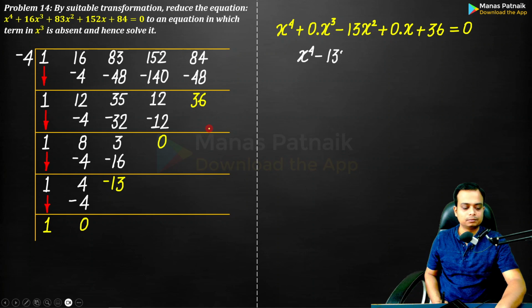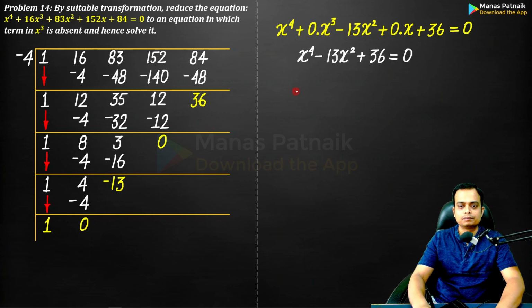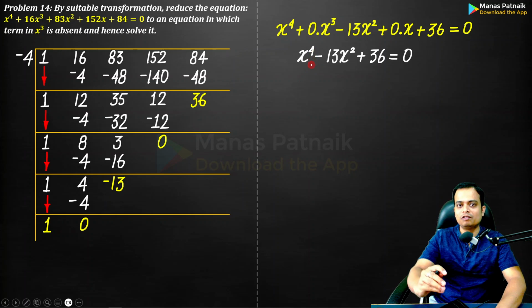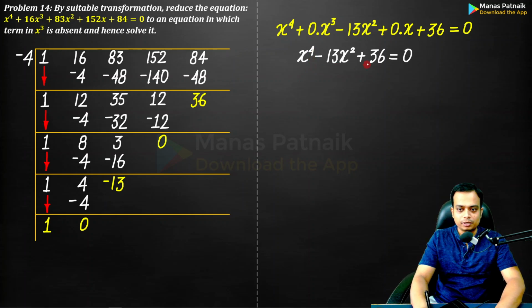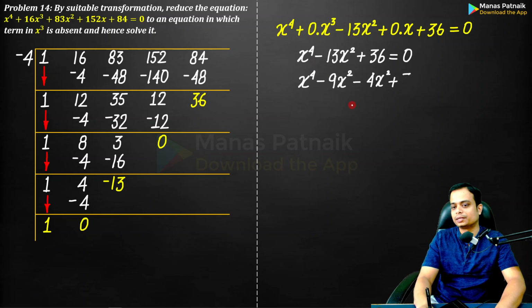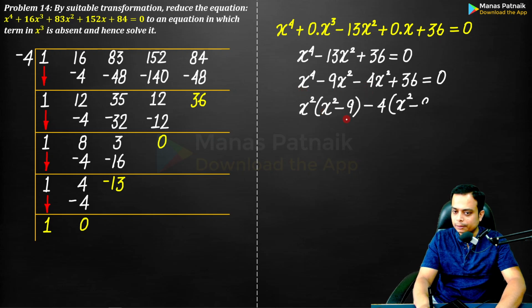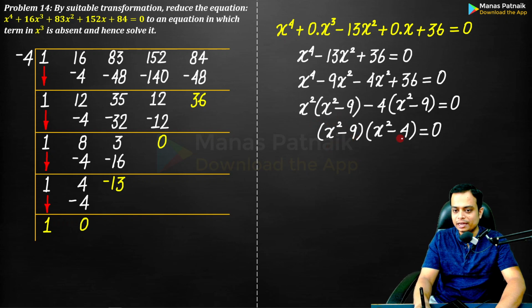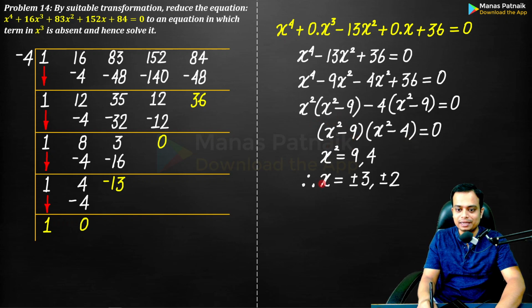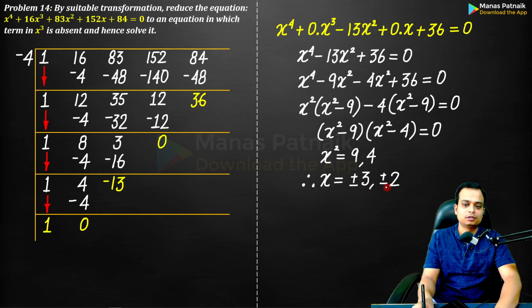Agreed? All right, sir. This is very easy to solve. In fact, it is a biquadratic equation, but we can solve it like a quadratic. So you can see 36. Okay, 9 times 4 is 36. 9 plus 4 is 13. So split it up. Minus 9x square minus 4x square. Take x square as common, and here take 4 as common. X square minus 9 as common. X square is equal to 9, 4. So x will be equal to plus minus 3 and plus minus 2. So this is your answer.